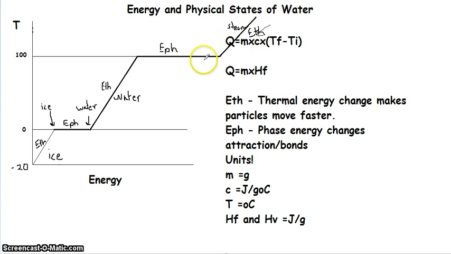Okay, so just to recap a little bit, when you're below 0, you're at your ice, and the energy you put into it is raising its temperature. Once you get to this point, you are 0 degree ice. And then energy that you put into it changes its phase, and then you'll have 0 degree water.